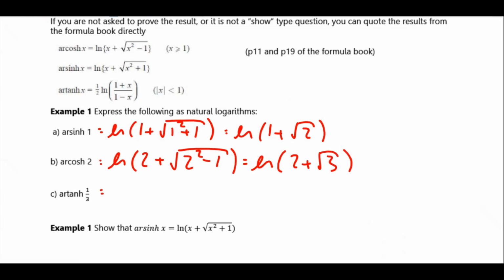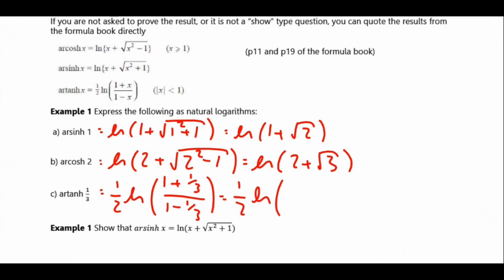And artanh of a third, substituting that into the formula, so that's a half ln of 1 plus a third over 1 minus a third. Simplifying this, well, 1 plus a third gives you 4/3. 1 minus a third gives you 2/3. The thirds cancel. The 4/2 cancels to give you 2. So a half ln 2. Or if you really wanted to, you could take the half up to be a power.